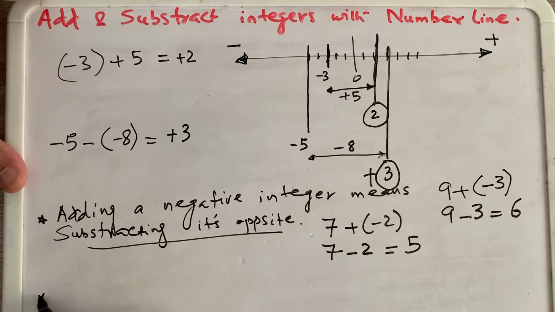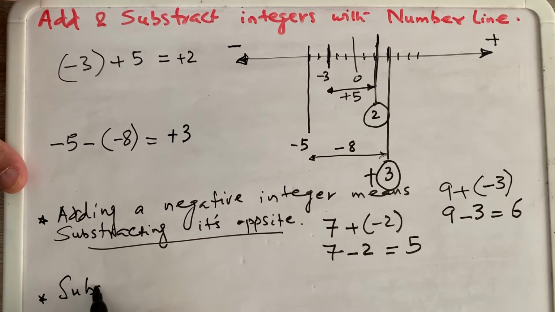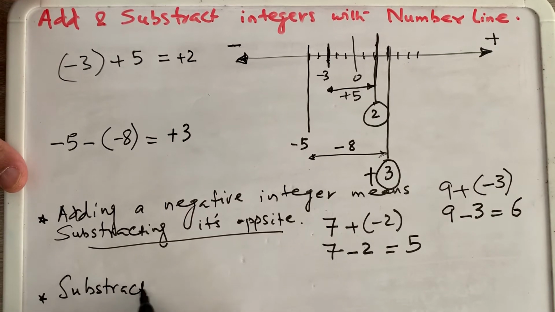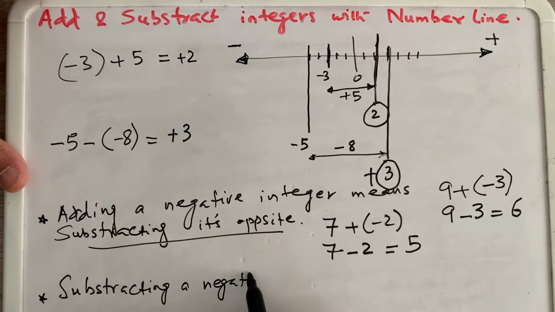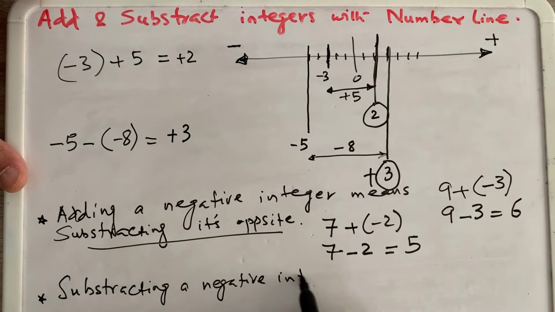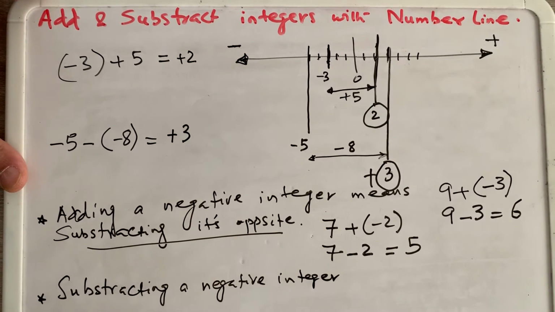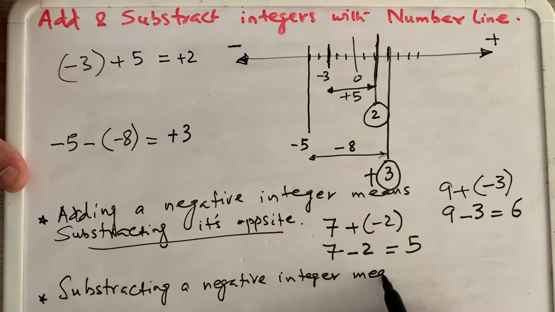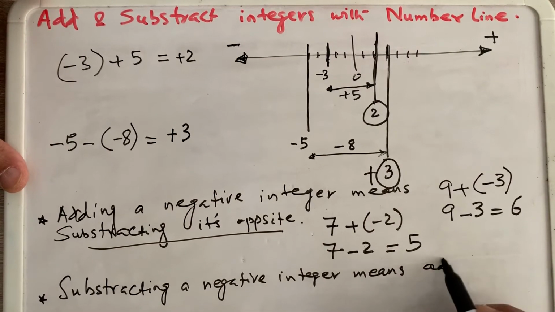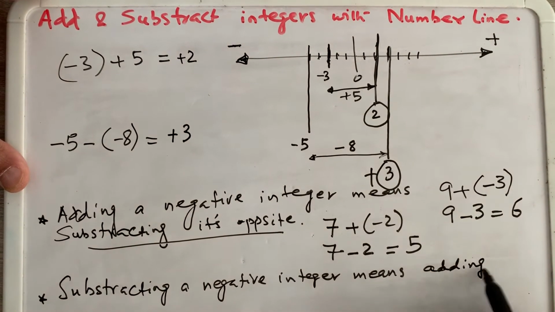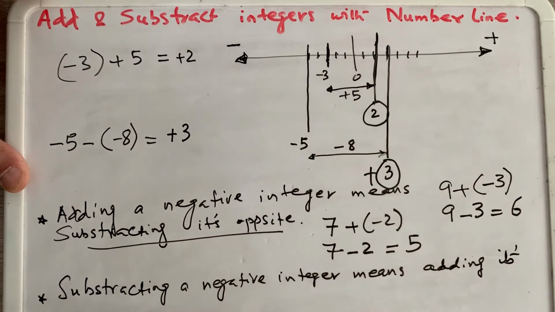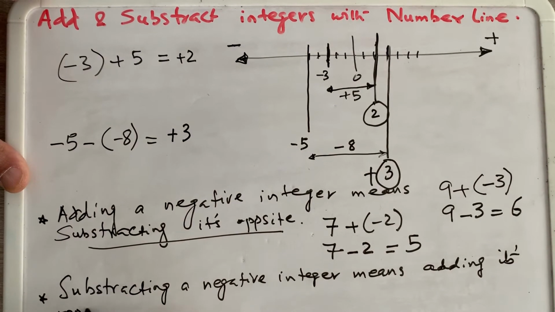So the second rule will be subtracting a negative integer. Subtracting a negative integer means adding its opposite. Adding its opposite. How? Example, right?